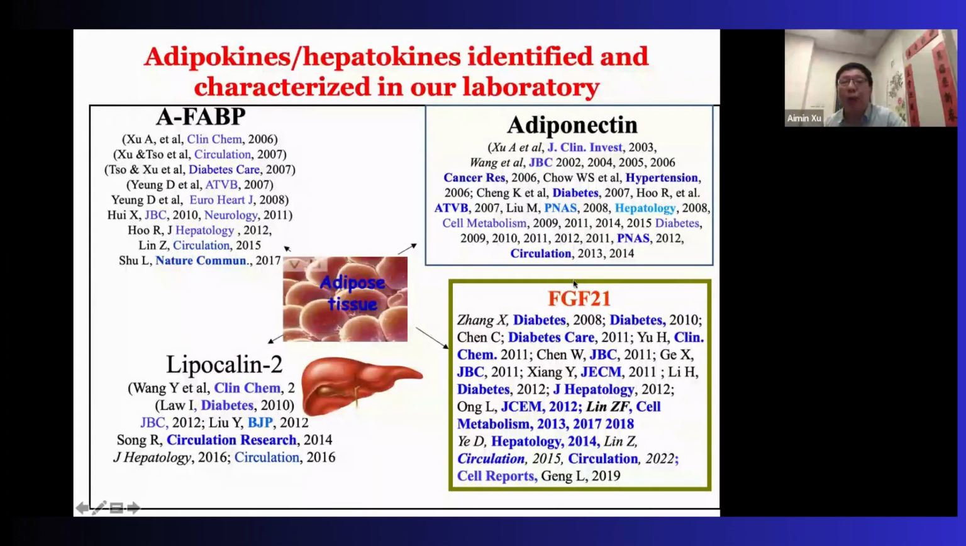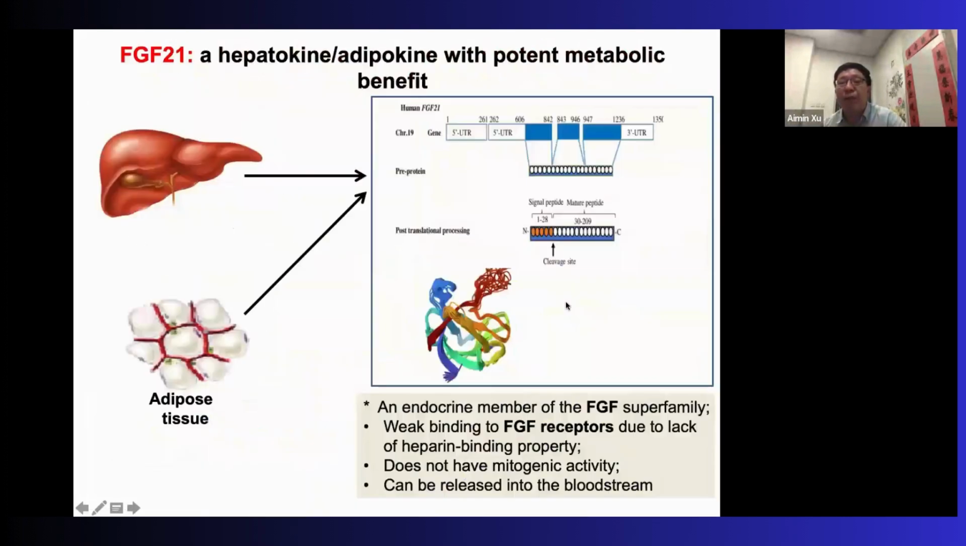We are one of the earliest groups working on adiponectin, in 2003. We reported for the first time that adiponectin can protect against fatty liver disease. And then we also identified the secreted form of adipocyte fatty acid binding protein using our cohort, and lipocalin 2. They both play a very important role in linking obesity to metabolic inflammation. So in 2008, we also discovered FGF21 secreted from adipose tissue and the liver.